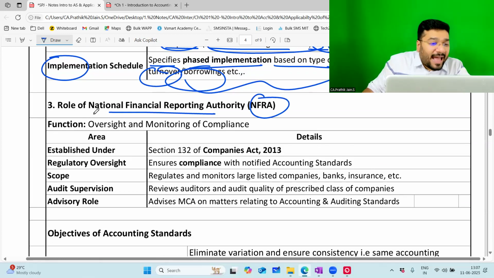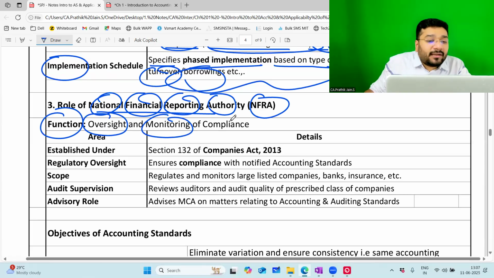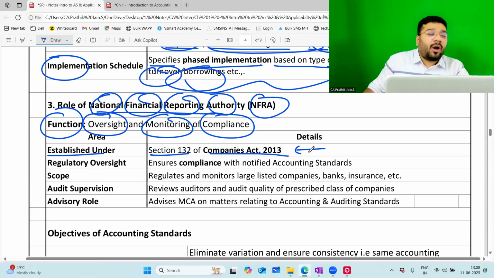Now, role of NFRA. NFRA stands for National Financial Reporting Authority. What is the function of NFRA? Multiple functions are there. I am talking now in the context of accounting standards: to oversee and monitor the compliance of the accounting standards. So how did NFRA come into the picture? In section 132 of the Companies Act 2013, they brought NFRA into the picture. So NFRA was born in the Companies Act 2013 under section 132.